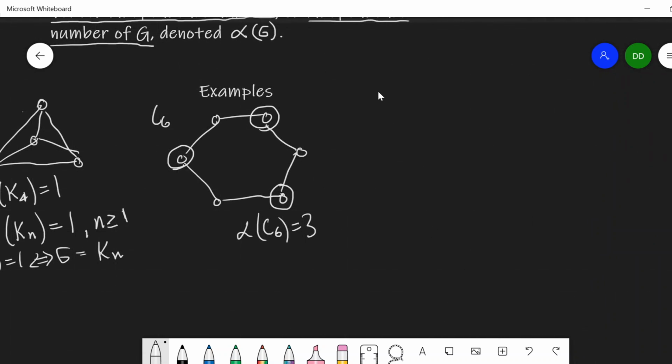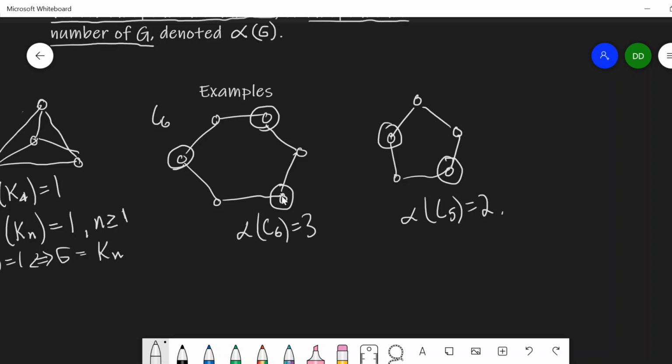How about C5? Let's look at C5. What does it look like if I have an odd number of vertices? So I could take this one. I couldn't take those two adjacent to it, but I could take this one, and then I can't take those two adjacent to it. And so it looks like the maximum size of an independent set here is 2. So alpha of C5 is equal to 2.